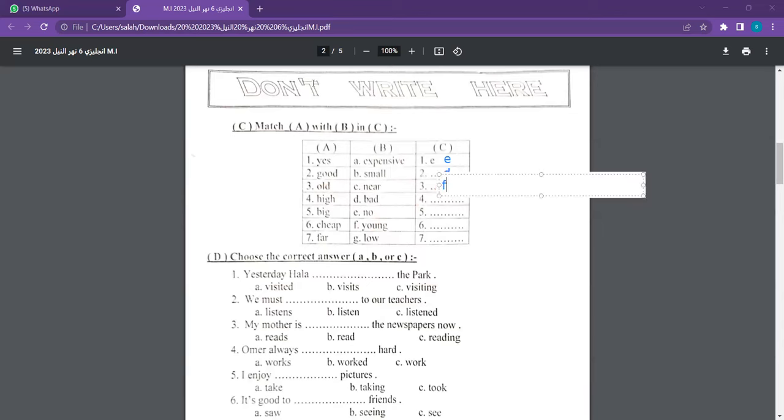Okay. Yes. Number four, high. Expensive, small, near, low. Which one is suitable with high? What's the meaning of high? This is very high. The opposite of high is what?